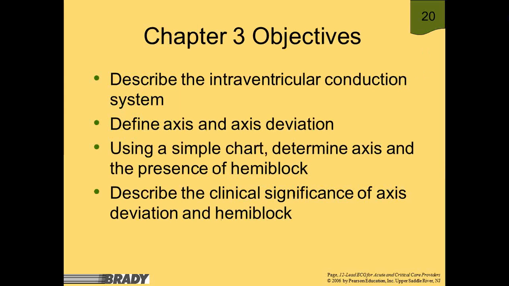So our objectives in this short talk are going to be to talk about and understand the intraventricular conduction system, that conduction within the ventricles. We're going to define what axis is, and based on what the normal axis is, we should be able to recognize any axis deviation or something that is deviated from that normal. We're going to be looking at a real simple chart that's going to help us determine axis deviation and the presence of a hemiblock. And then we're going to talk about the clinical significance of why that's a big deal for us and why we should be able to recognize that.